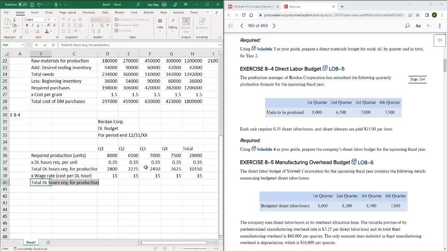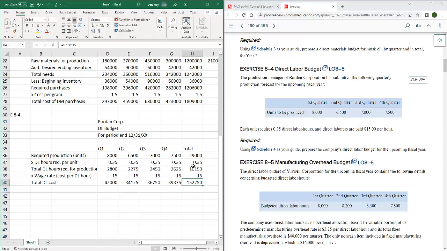So the bottom line then here, total direct labor cost becomes the product of the total hours required, so 2,800 in Q1 here, times that $15 wage rate for a total of $42,000. Q2, I'll do the math out, 2,275 hours times $15. Q3, same idea. Q4, also the same idea. And then the year as a whole, really no different as well. 10,150 total hours times $15 for a grand total direct labor cost of $152,250.